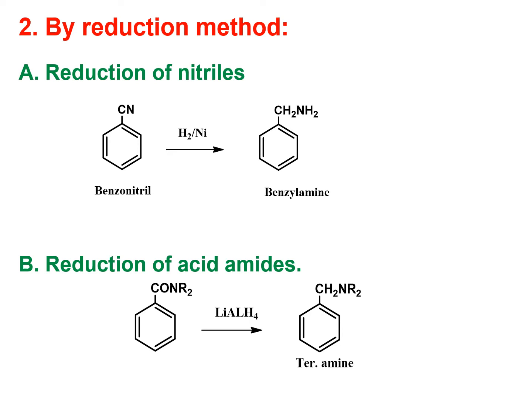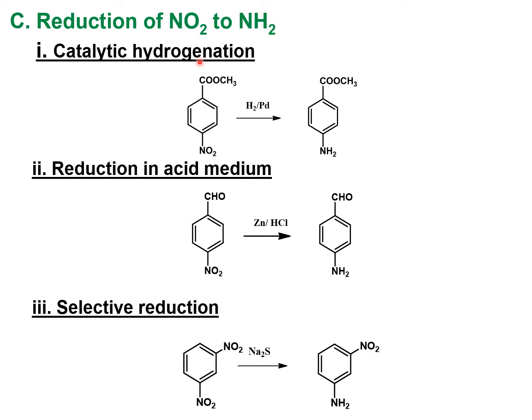The second method that we said can be used for the preparation of primary amines is the reduction. As we said, you can reduce a cyano group ending up into an amine, or you can reduce an acid amide giving an amine, and finally you can reduce a nitro group into amine. And as we mentioned, you can reduce nitro groups into primary amines using one of three techniques: either the catalytic reduction, the reduction in acid medium where you use zinc in presence of acid medium, or the selective reduction where we use sodium sulfide or ammonium sulfide, resulting into a reduction of one of the nitro groups and leaving the other one.